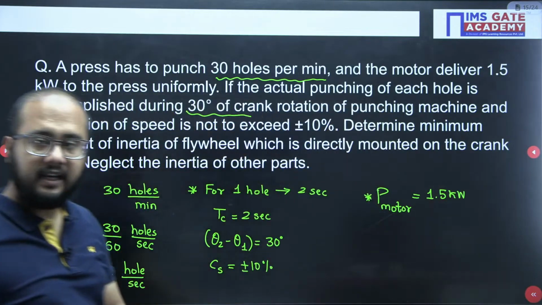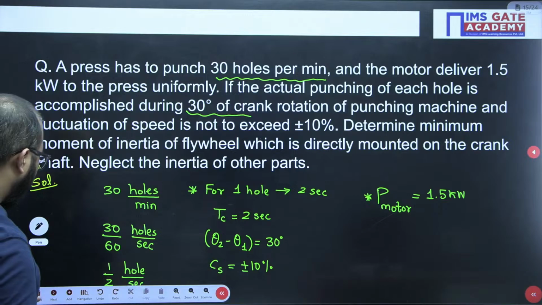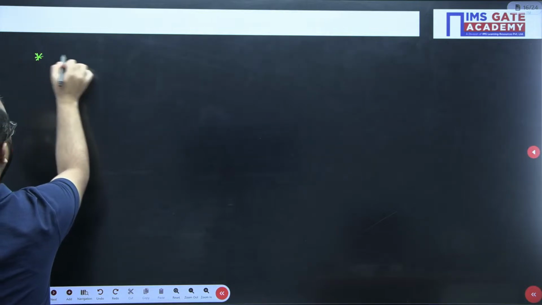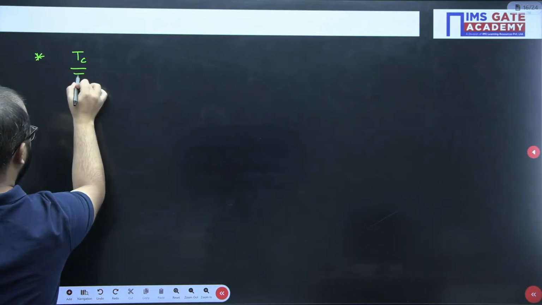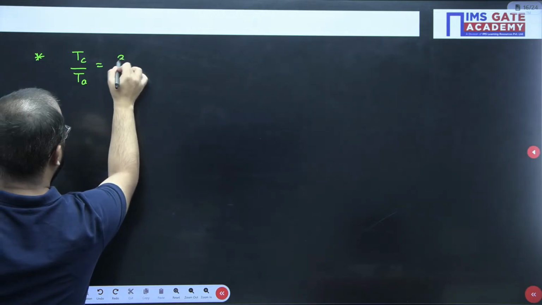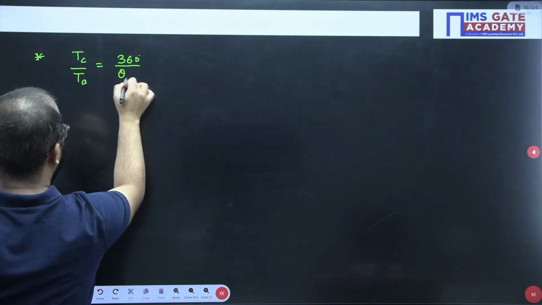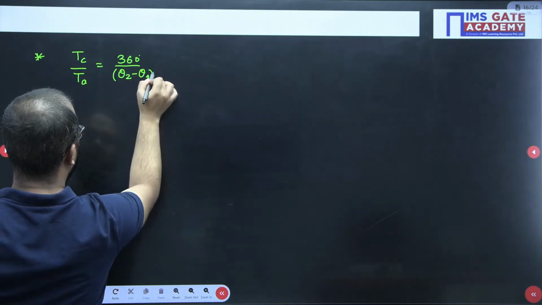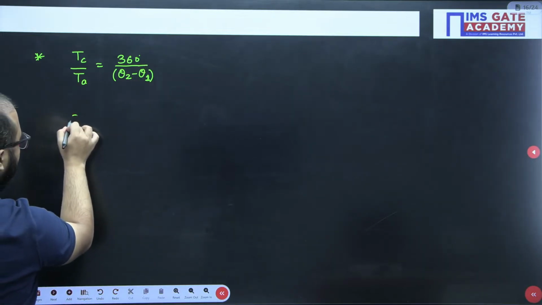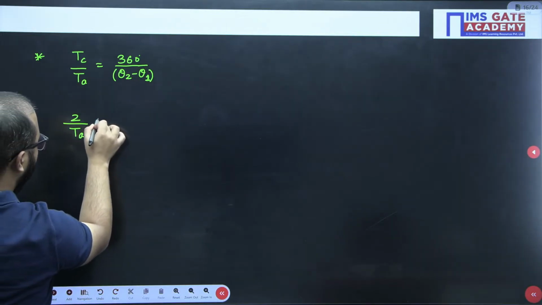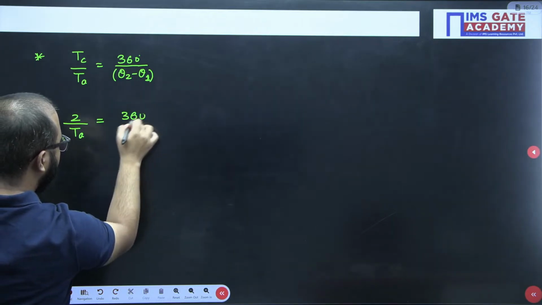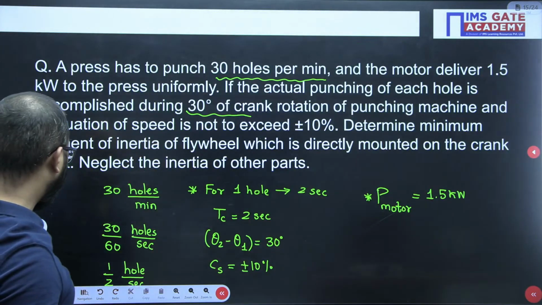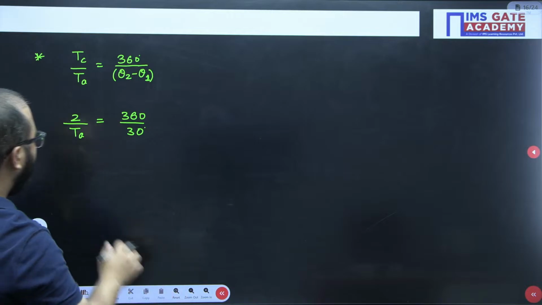Okay, fine. Now, with this data, we will be able to find out the actual time also. See how. Just now we have written this relation Tc by Ta equals 360 degree divided by theta 2 minus theta 1. Right. So, cycle time is 2 seconds. Ta value, actual time, we want to calculate. This is 360 and here it is 30 degree. Right. They have mentioned 30 degree of crank rotation. Is that clear, everyone?